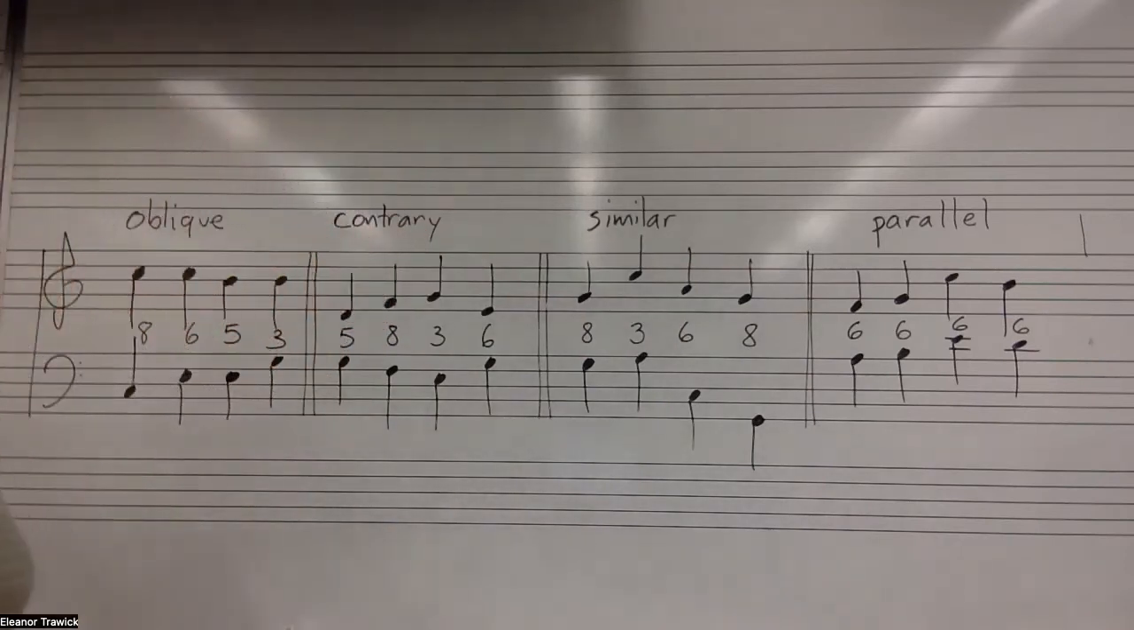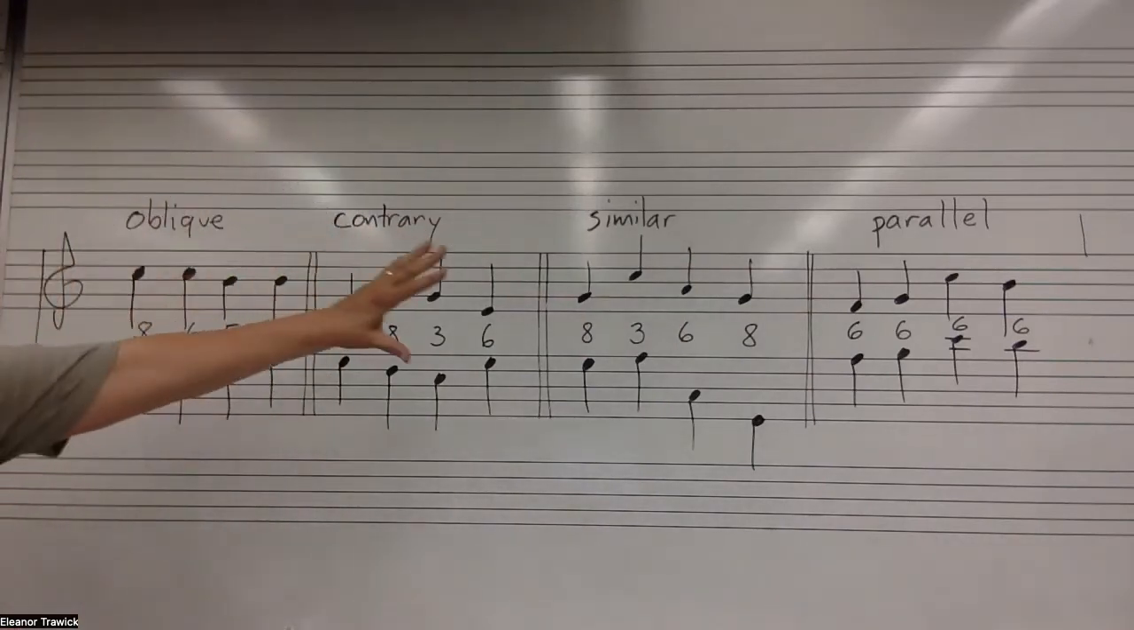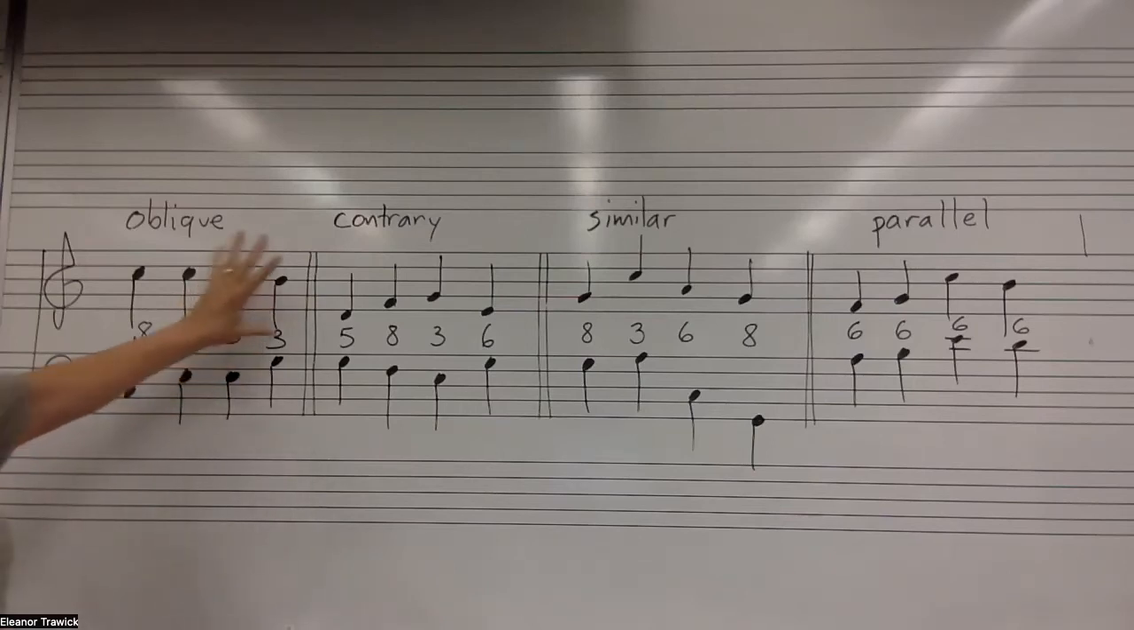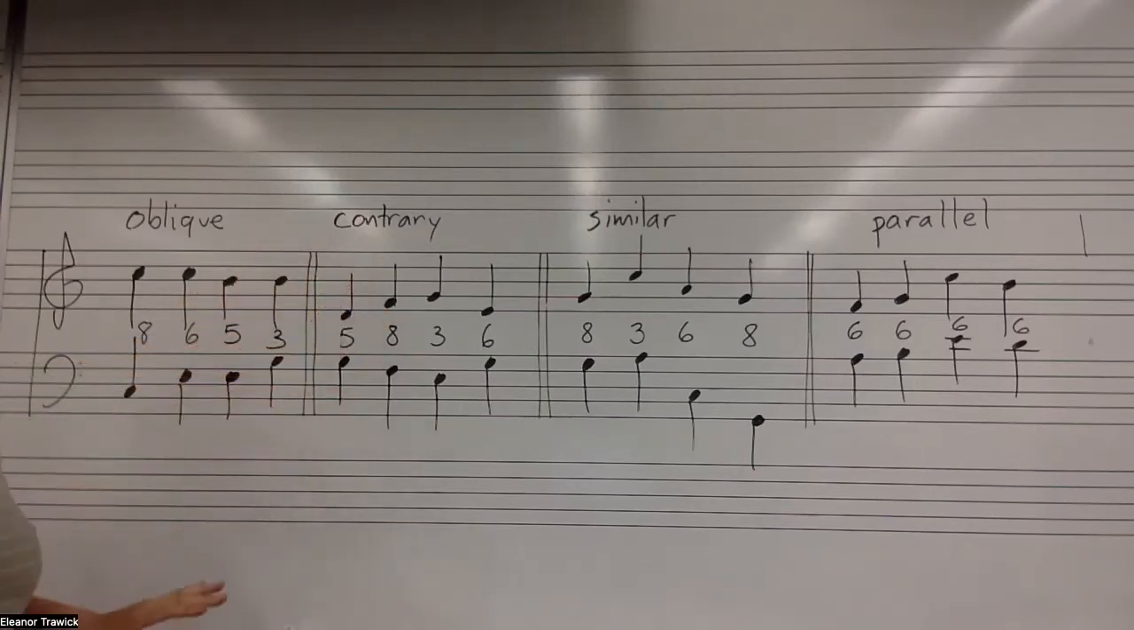What we will see is that all four of these are good ways of moving the lines in relation to each other. With oblique motion and contrary motion, there are fewer opportunities to make mistakes.